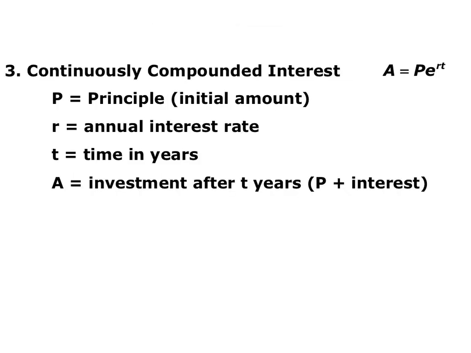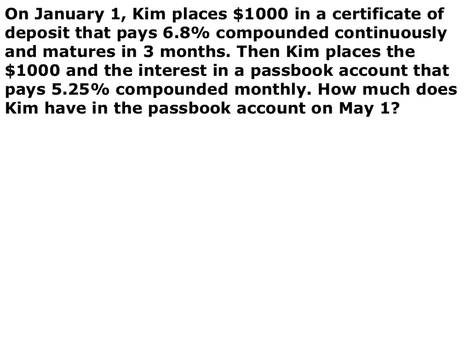The last one is continuously compounded interest, so this means you're earning interest every second of every day. This E here is the exponential E, it's not a variable, so just keep that in mind. So here's an example. There's actually two different things going on in this problem. So what I want you to do is pause the video and read just the first sentence. Figure out what kind of interest you're earning and all the different information that they give you.